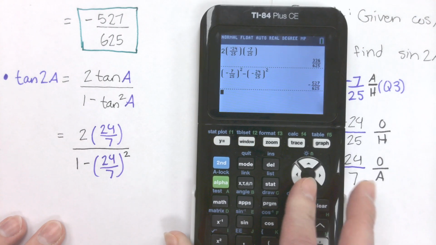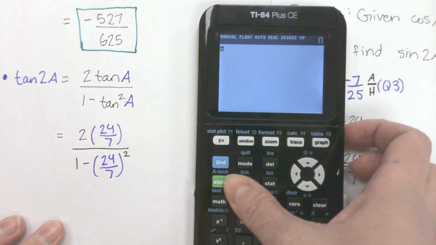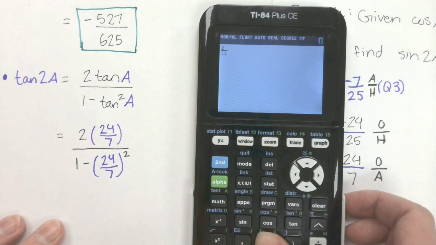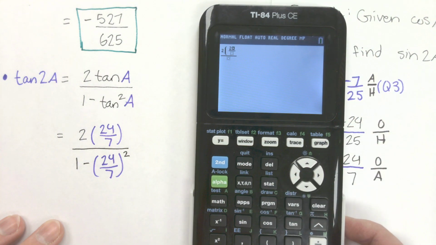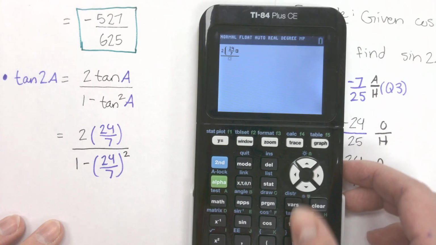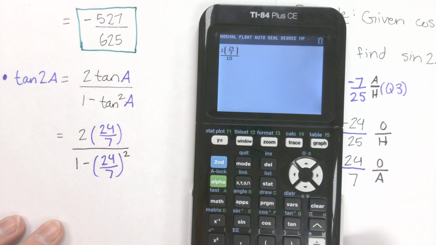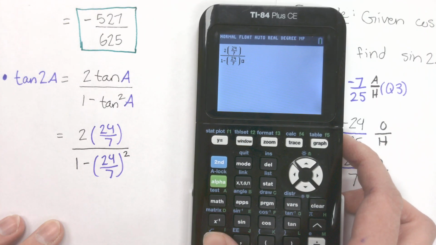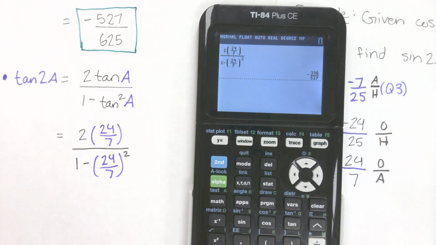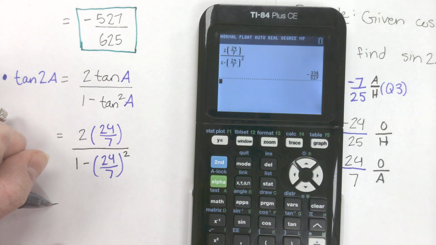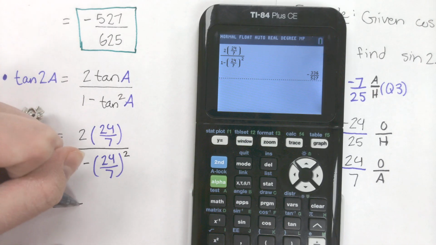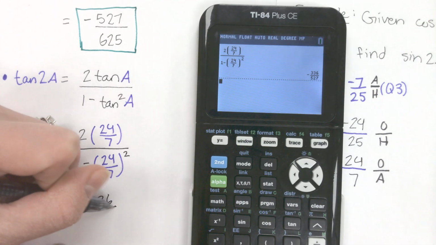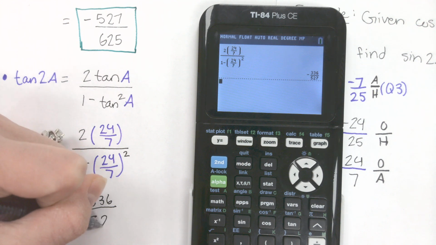And again, I'll attempt to use the calculator to do this for me. I have 2 times 24 over 7 over 1 minus 24 over 7 squared. Good, give me a fraction. And we have negative 336 over 527.